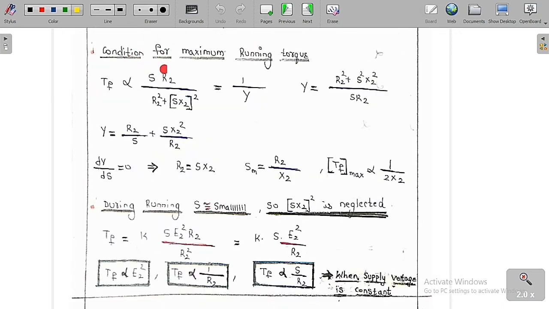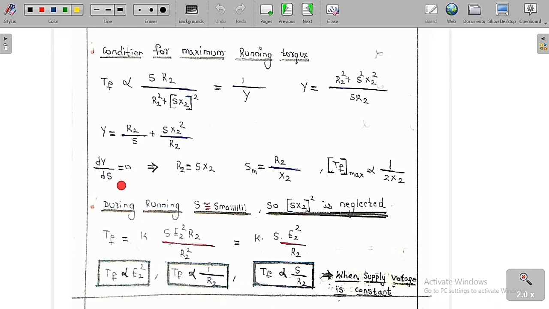So now we will see what is the condition for the maximum running torque. At what condition are we going to get the maximum running torque? We can say the expression of the running torque is directly proportional to S into R2 by R2 square plus Sx2 whole square, because I am going to assume E2 and all other parameters are constant. Let me take this as equal to 1 by y. So what is y? Y is the inverse of this, R2 square plus S square x2 square by SR2. If you take the fractions, we get y is equal to R2 by S plus Sx2 square by R2.